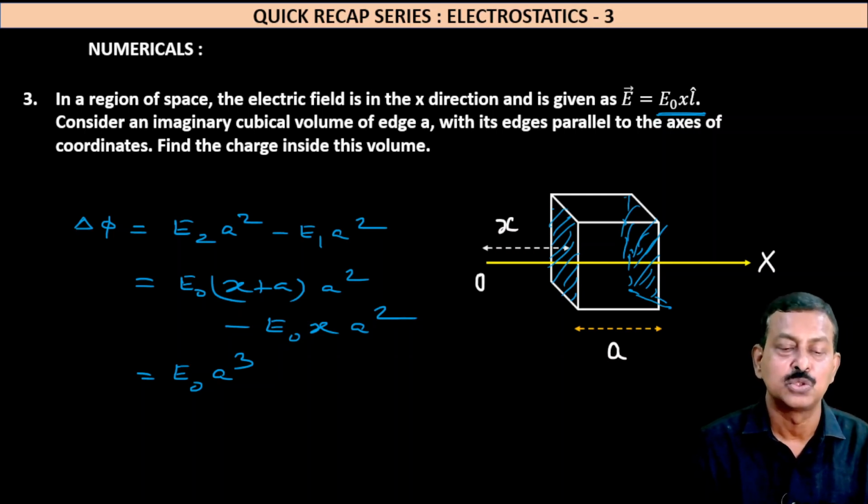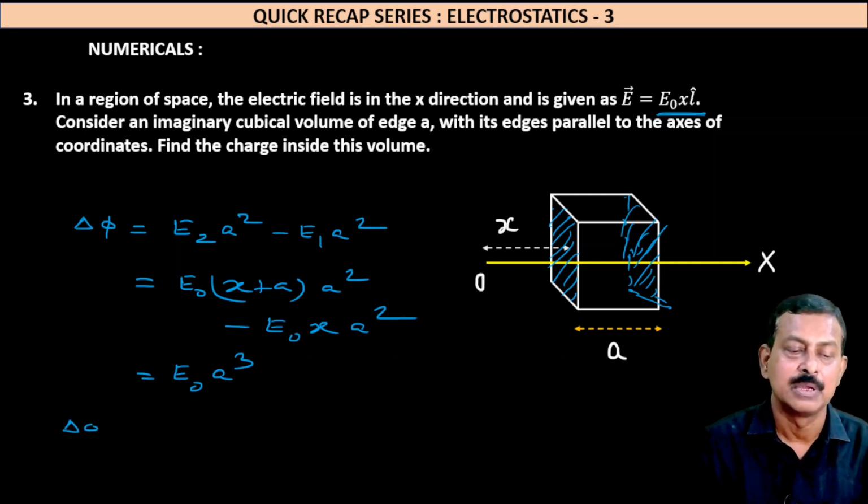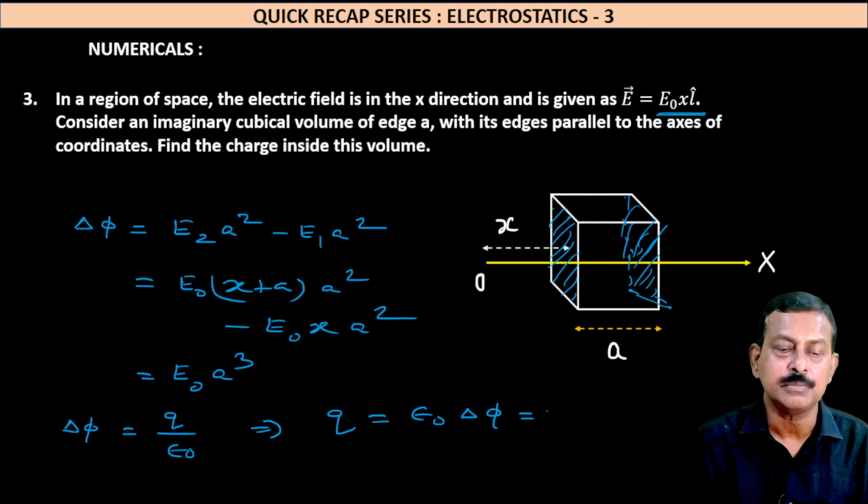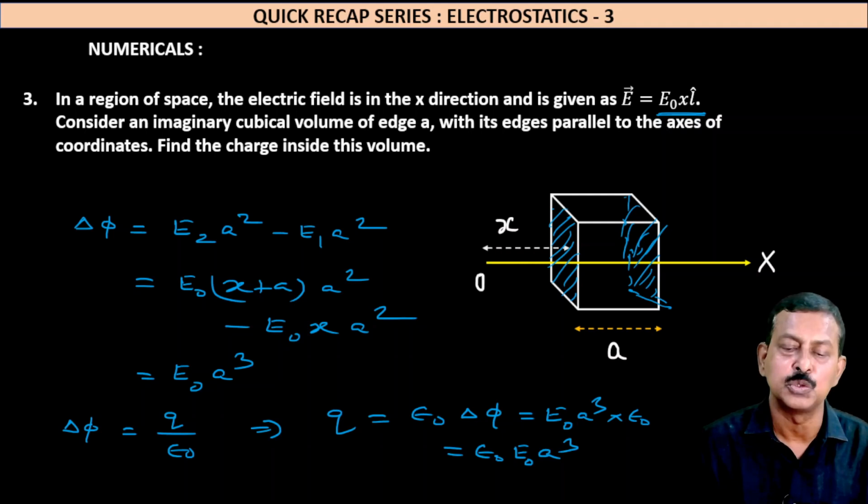So if I find out the charge, delta phi will be equal to q by epsilon naught. That means q will be equal to epsilon naught into delta phi, which is equal to E naught into a cube multiplied by epsilon naught. So this is epsilon naught E naught a cube. This is the charge inside this volume.